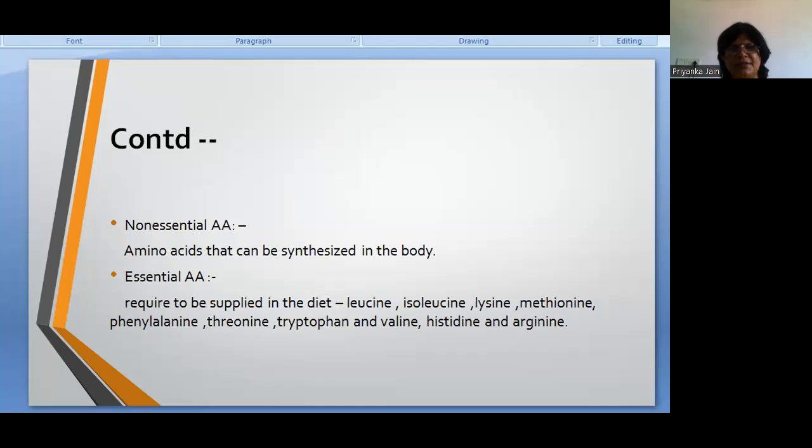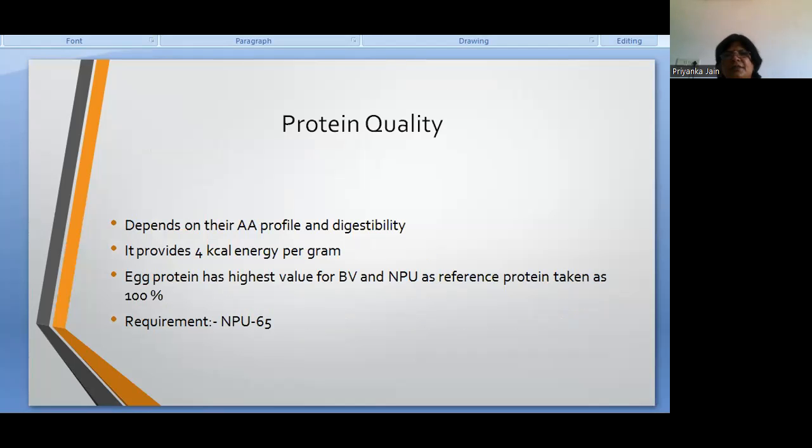Non-essential amino acids are those amino acids that can be synthesized in the body. Essential amino acids are required to be supplied in the diet, like leucine, isoleucine, lysine, methionine, threonine, tryptophan, valine, histidine, and arginine. Now, what is this term protein quality? It depends on their amino acid profile and digestibility.